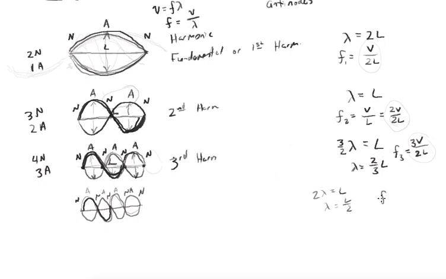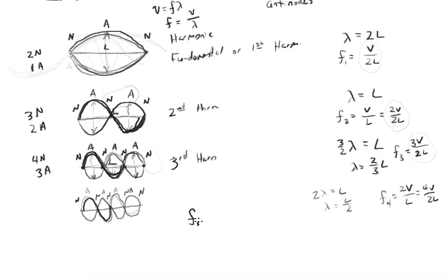And if you do this, this is F4. This is V over L over 2, so it's 2V over L, which is just 4V over 2L. Multiply the top and bottom by 2. So V over 2L, 2V over 2L, 3V over 2L, 4V over 2L. The next one would be 5V over 2L. And this allows us to just make note of a pattern.